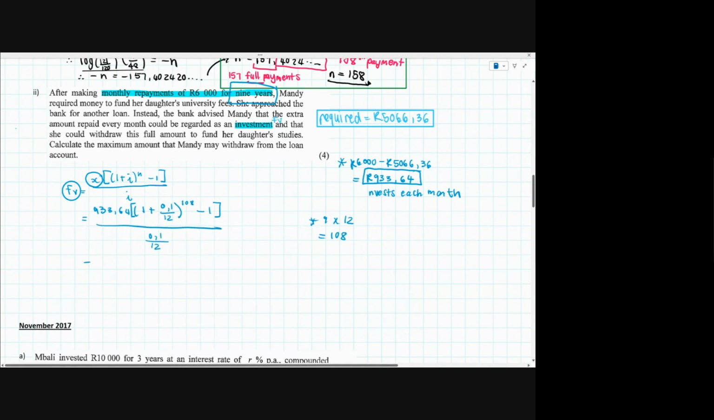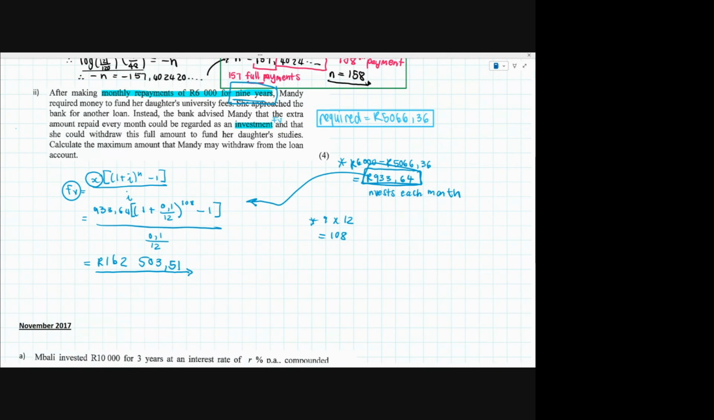Alrighty, and then you just punch that into your calculator and you end up with 162,503 Rand 51 cents. So that is how much she has available to her after 9 years of paying this extra 933 Rand and then investing it, available to her to pay for her daughter's university fees.